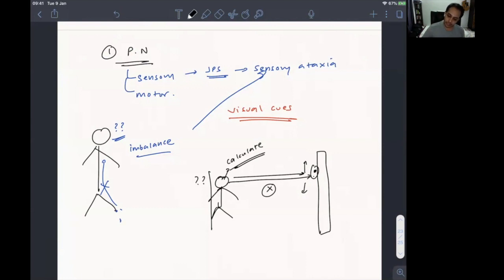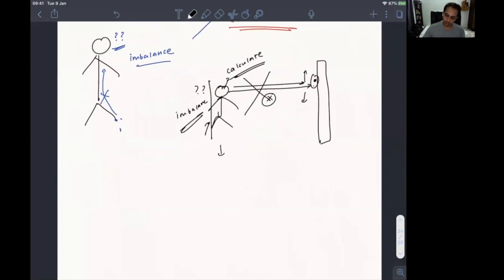But as soon as you remove the visual cue, now the person is completely dependent on the sensory cue, on the peripheral nervous system, and then again there is imbalance. And this test is known as Romberg's test.